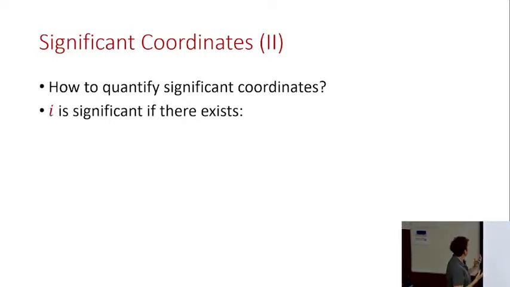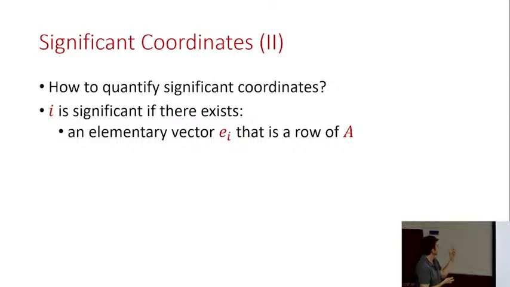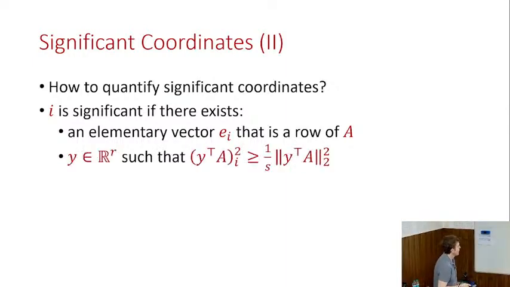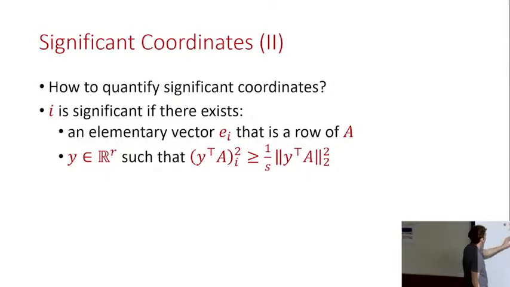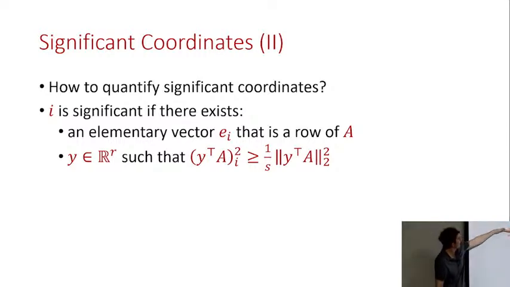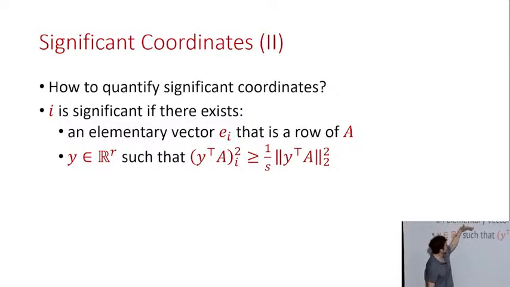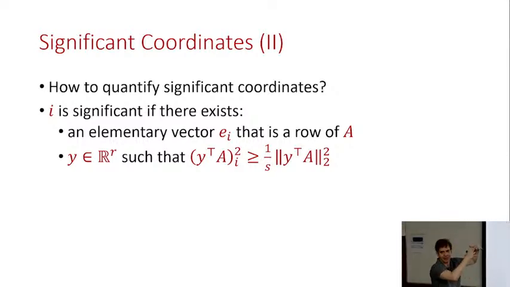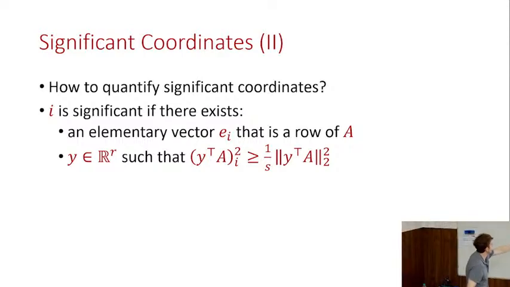Where are we now with significant coordinates? i is significant if there's an elementary vector e_i that is a row of A, or more generally, if there's some y such that the ith coordinate of y transpose A, squared, is at least a 1 over s fraction of the squared norm of y transpose A. And you see that this more general condition implies the first condition: if I use y to select the corresponding row of A, then I get this with s equals 1, since it is the whole norm of that row if it's a standard unit vector. So the second thing is more general than the first.